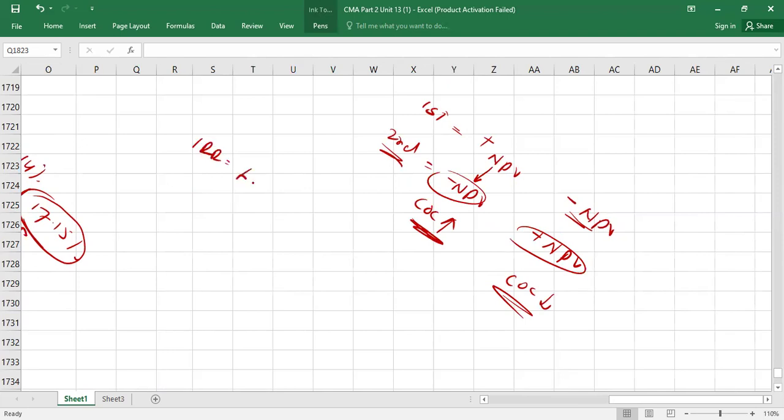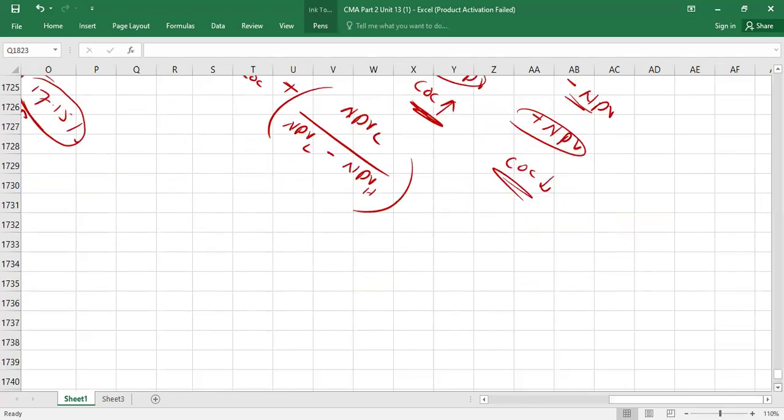What is the IRR formula? You will take the lower cost of capital, plus NPV at lower cost of capital divided by NPV at lower cost of capital minus NPV at higher cost of capital, and then multiply by higher cost of capital minus lower cost of capital, right? This is the IRR formula.